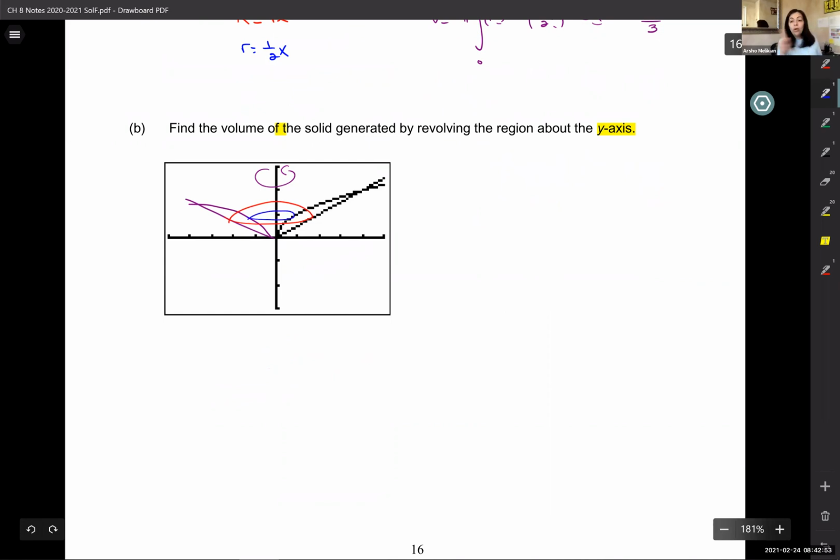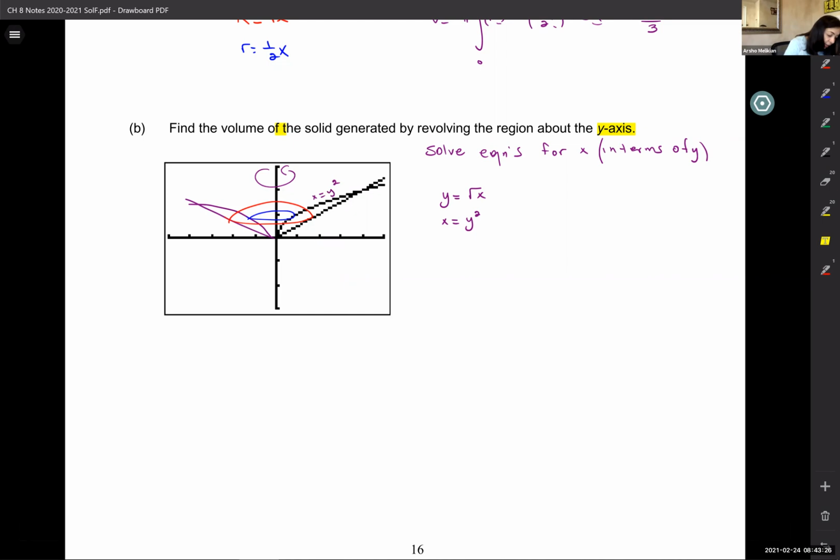Well, now when I'm going horizontally, I need to switch and I need to solve everything for x in terms of y. Okay, so solve equations for x in terms of y, right? So my equations were what? It was y equals root x, which means x is equal to y squared, right? So here x is equal to y squared. And then I had y equals half x, so x is equal to 2y.